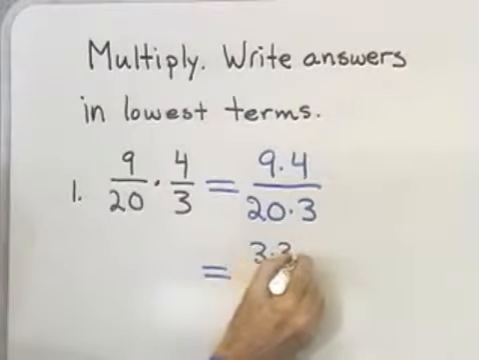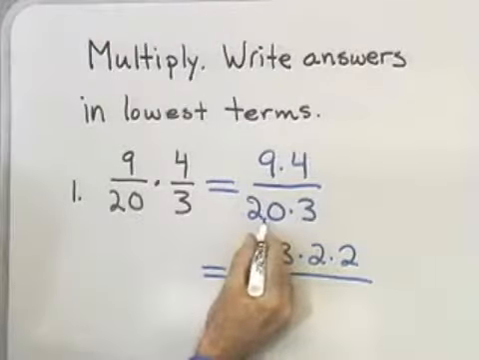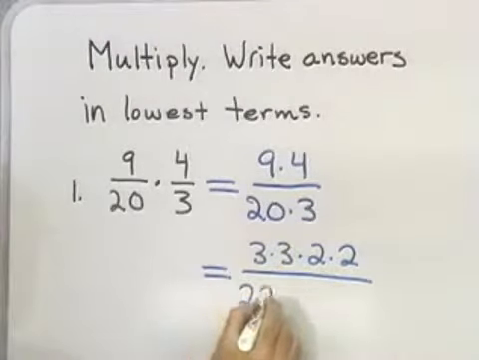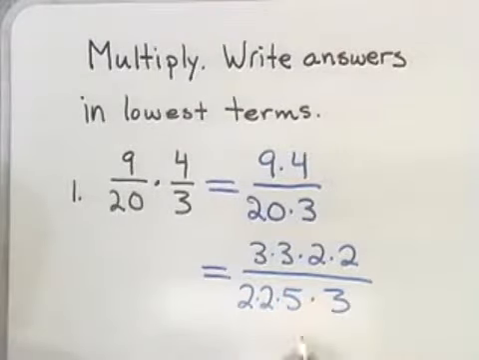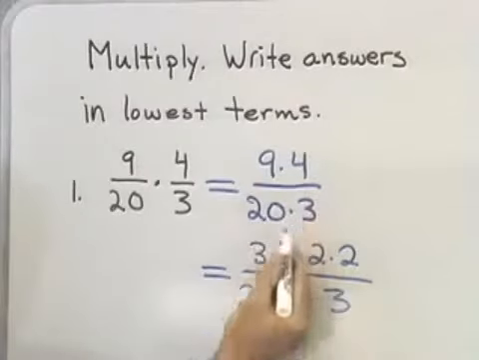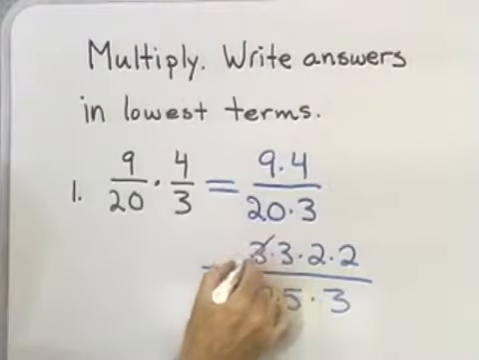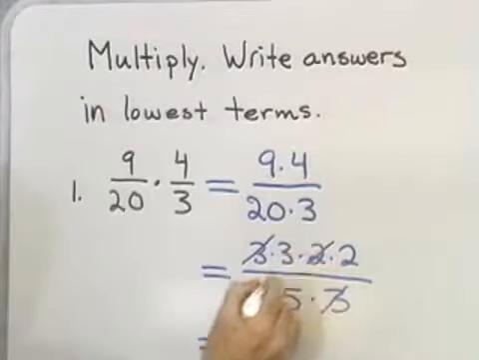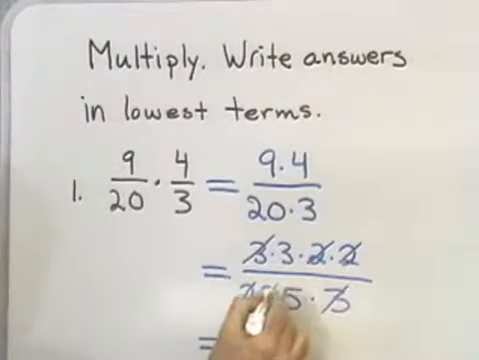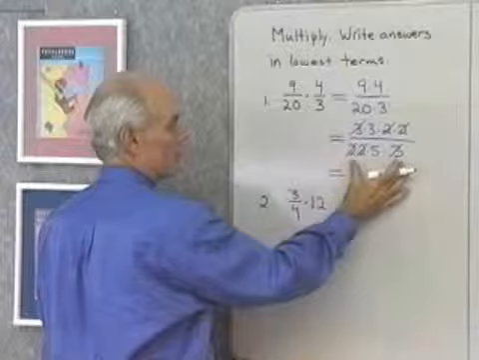9 is 3 times 3, 4 is 2 times 2, 20 is 4 times 5, so 4 is 2 times 2, then times 5, and then that's times 3. So there's my numerator of the product factored completely. There's the denominator of this product factored completely, and I reduce to lowest terms by dividing out factors they have in common. So the 3's divide out, those 2's divide out, and those 2's divide out. So I've divided out all the factors common to the numerator and denominator.